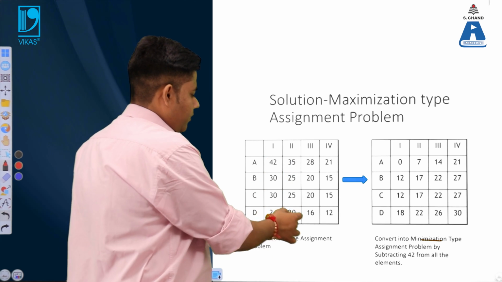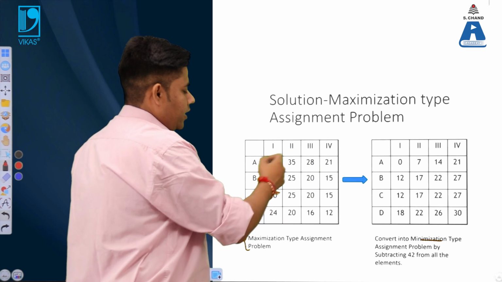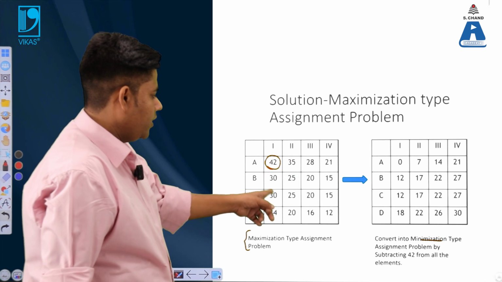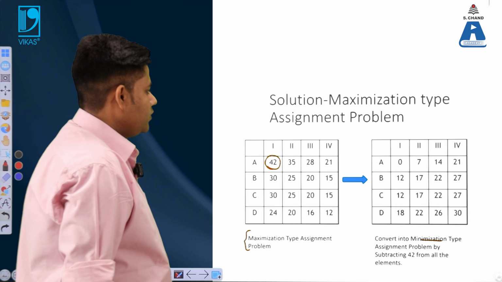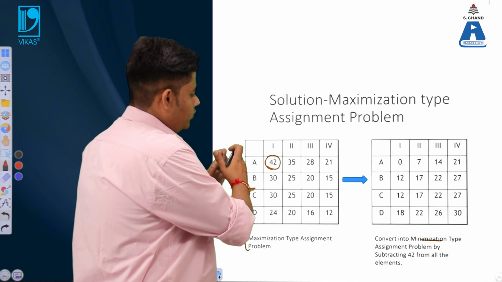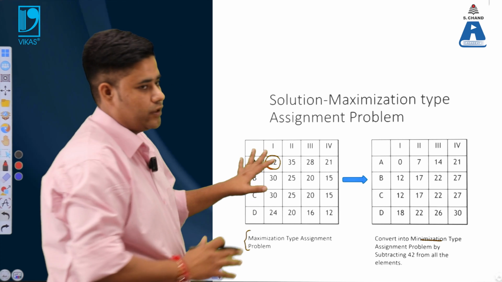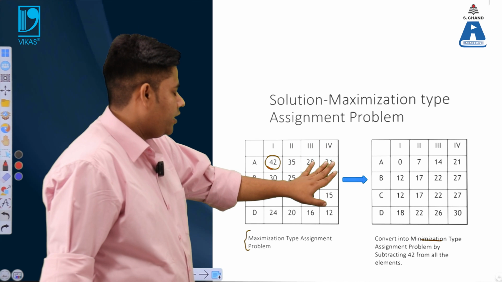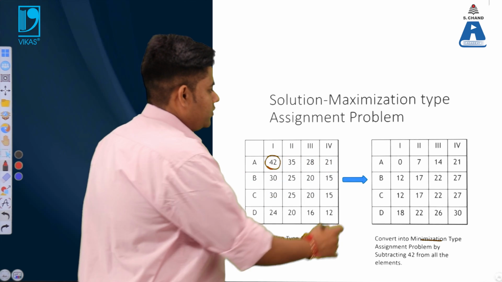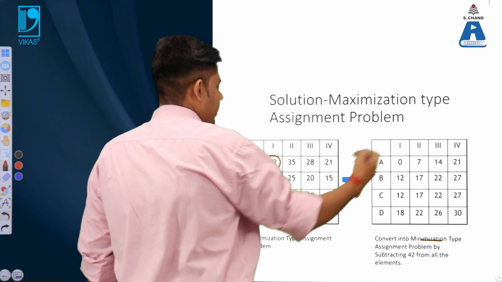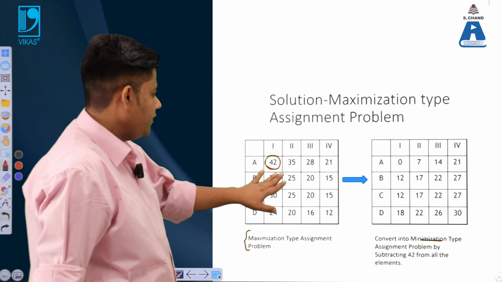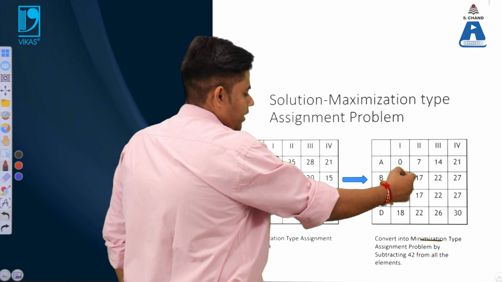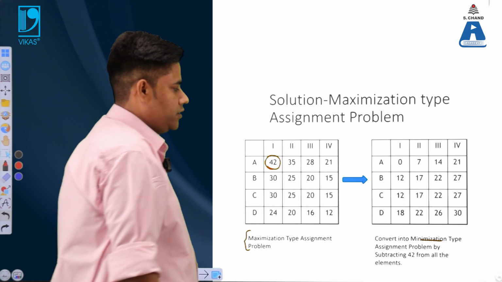So for that particular conversion, what we need to look for? We need to look for the maximum element in the entire table. So in the entire table, we have this maximum element. No other element is above this element 42. So what is to be done? We need to subtract all the elements from 42. So 42 minus 42, 42 minus 35, 42 minus 28, 42 minus 21. So we'll have the elements and we have to write it here. Then 42 minus 30, 42 minus 25, 42 minus 20, 42 minus 15. We have to write it here. And in the similar grounds, we have these numbers which are written.